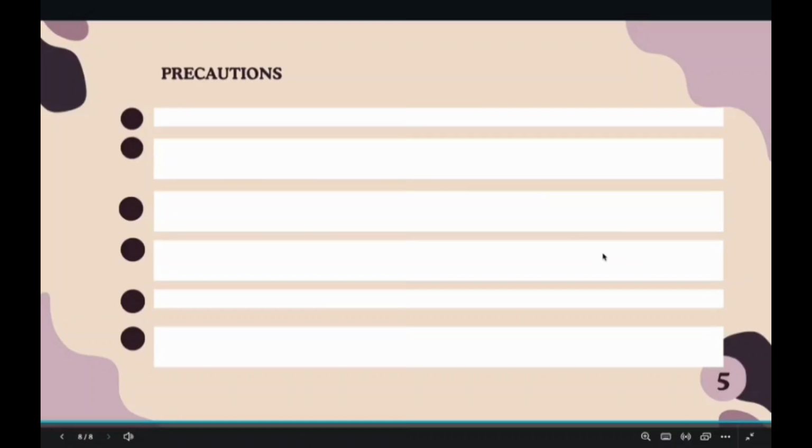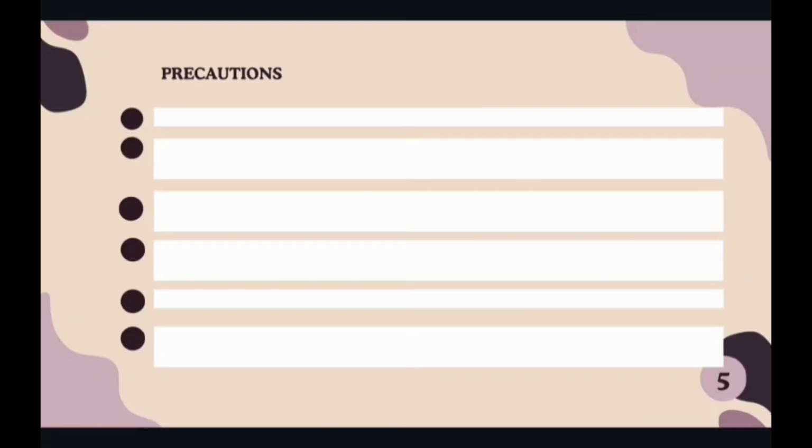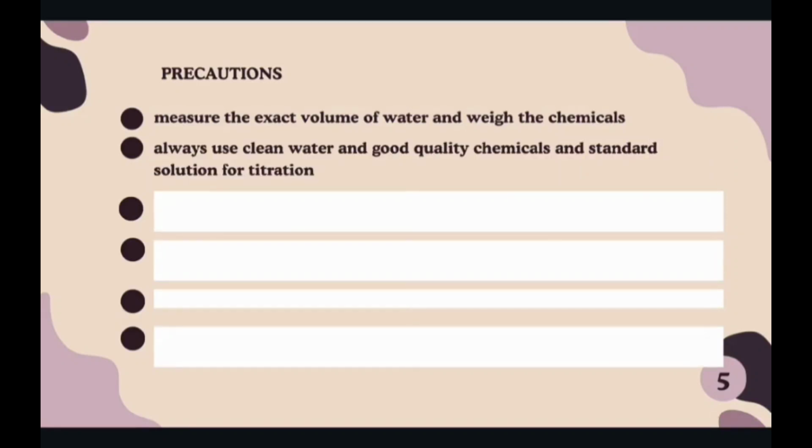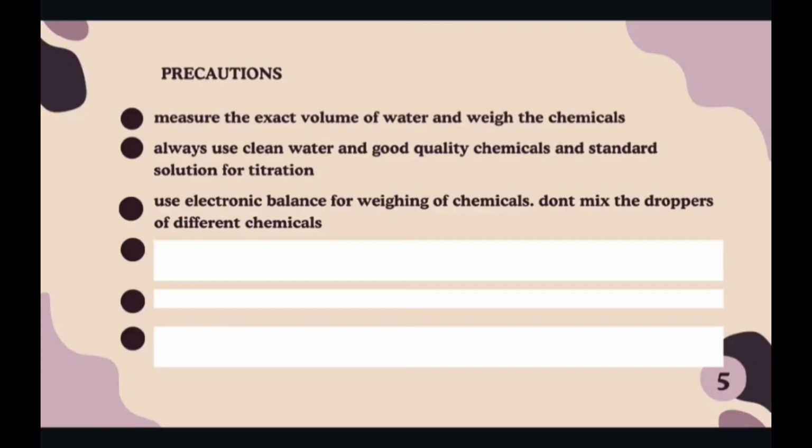Precautions that need to be taken while performing the experiment are as follows. Measure the exact volume of water and weigh the chemicals. Always use clean water, good quality chemicals and standard solution for titration. Use an electronic balance for weighing of chemicals. Don't mix the droppers of different chemicals.